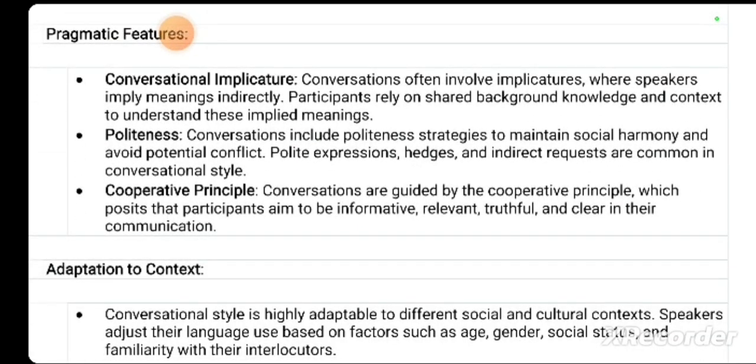The other feature is conversational implicature. Conversations often involve implicatures, meaning implying something, assuming that something has been conveyed, where speakers imply meanings indirectly when they assume things and make presumptions. Participants rely on shared background knowledge and context to understand these implied meanings. Most of the time, you don't have to explain the whole thing. You imply that the other person will have the same shared knowledge.